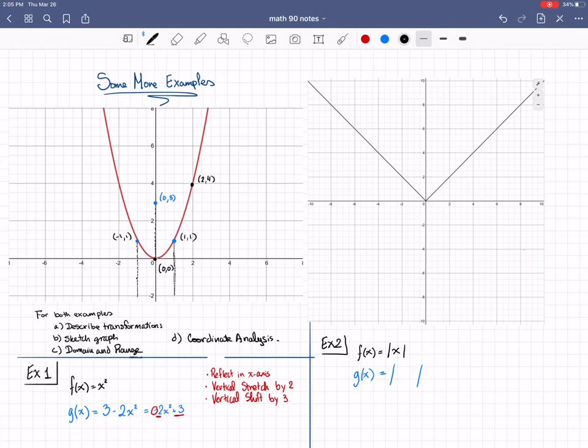So (2, 4) would get reflected in the x-axis, which would negate its y-coordinate. So it would take it to (2, -4). That's the reflection in the x-axis. Then a vertical stretch by 2 takes me to (2, -8). And then lastly, a shift up by 3 adds 3 to my y-coordinate. So the point (2, 4) gets transformed to the point (2, -5).